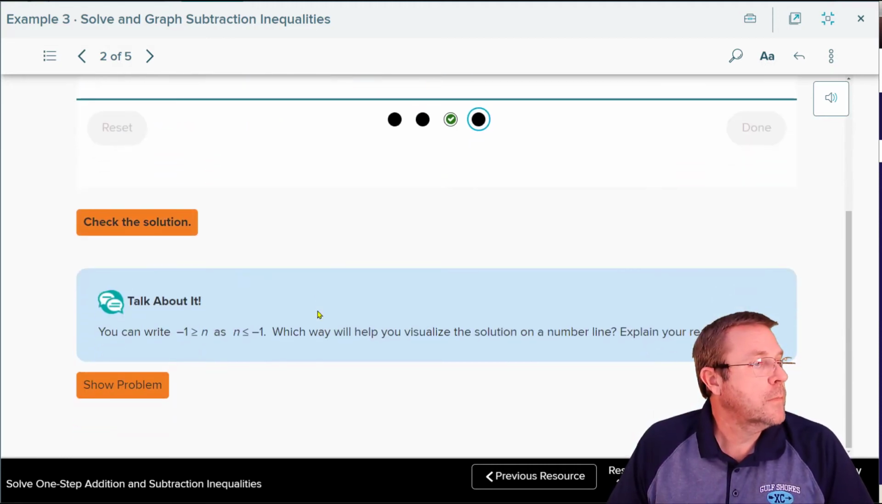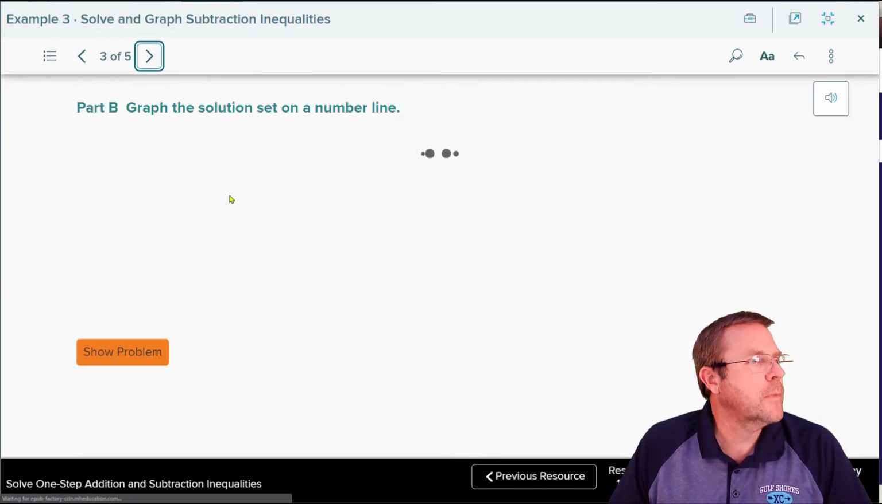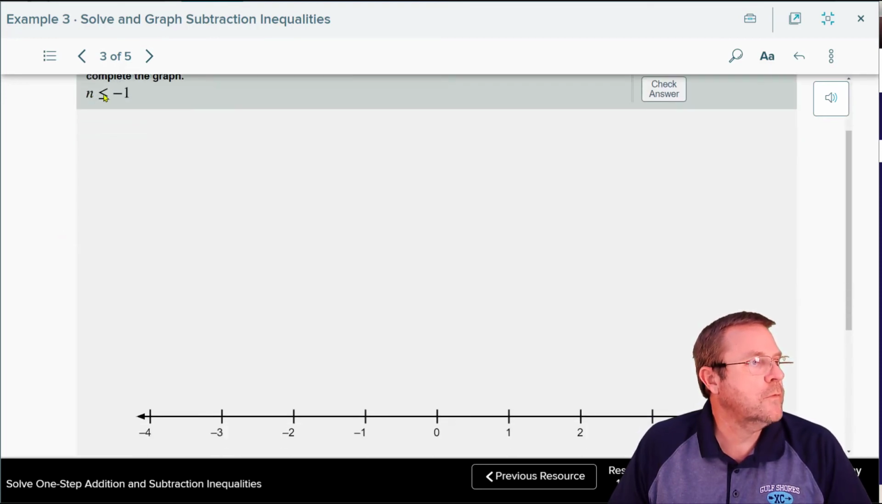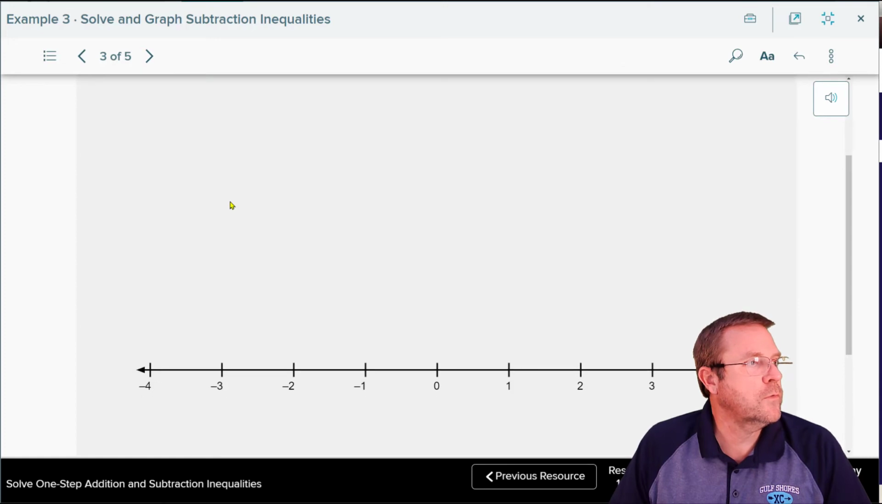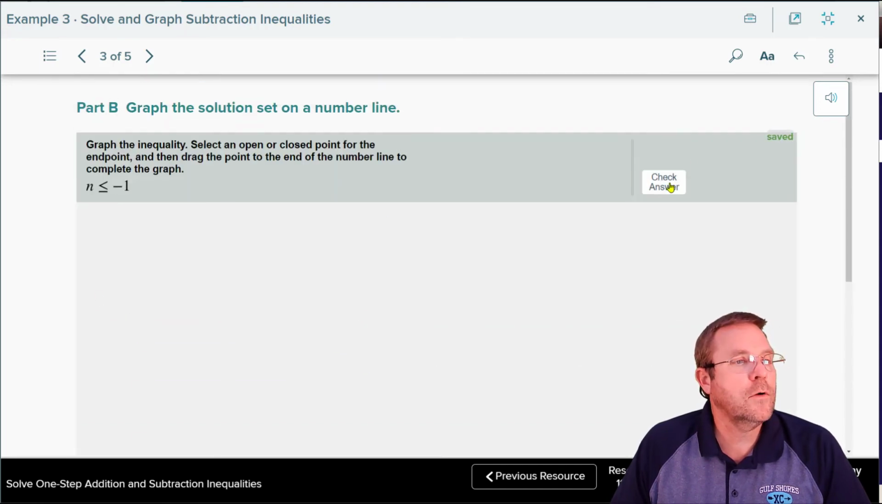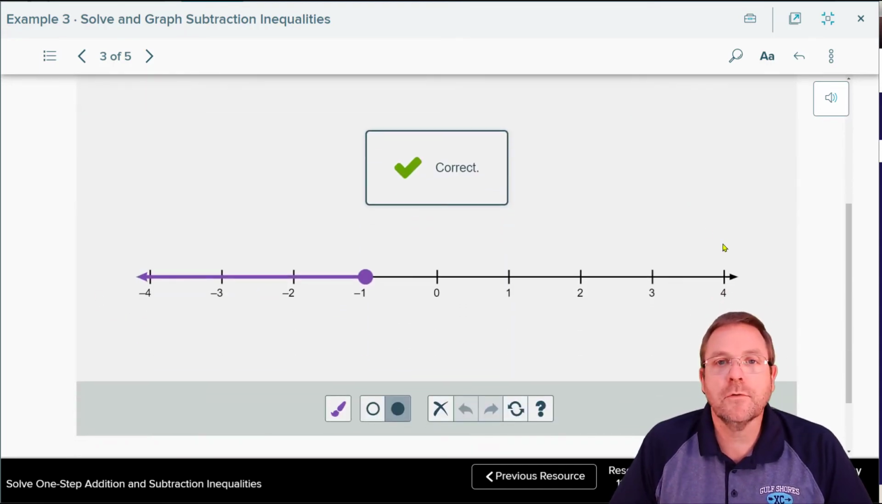From here, they didn't even ask us to graph it. Well, maybe we still get to graph it here. Now we get to graph our solution. So we're looking at n is less than or equal to -1, also known as -1 is greater than or equal to n. So we're going to do a solid circle since it's an or equal to. We're starting at -1 and n is less than or equal to it. Check our answer, and the answer is correct. That's all there is to do in these problems.